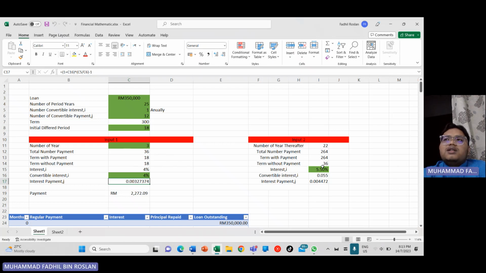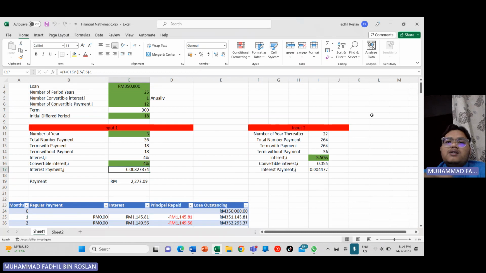The 3 years are represented in input 1, where they have 4% interest. The interest I is 5.5% as given in the question. The convertible interest is also 5.5%. The interest payment is 0.004472. How to calculate it is the same as the interest payment J in input 1: 1 plus the convertible interest, to the power of 1 over 12, minus 1.